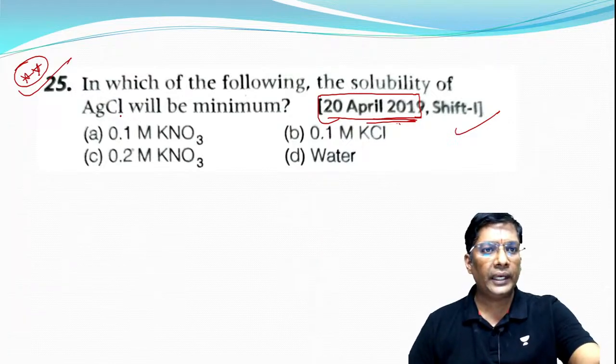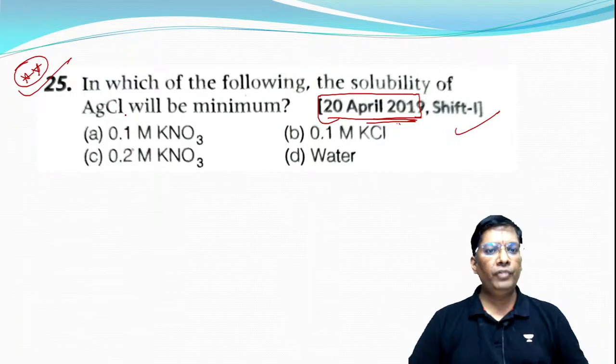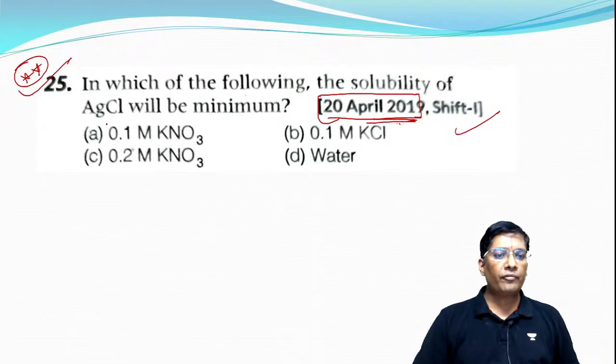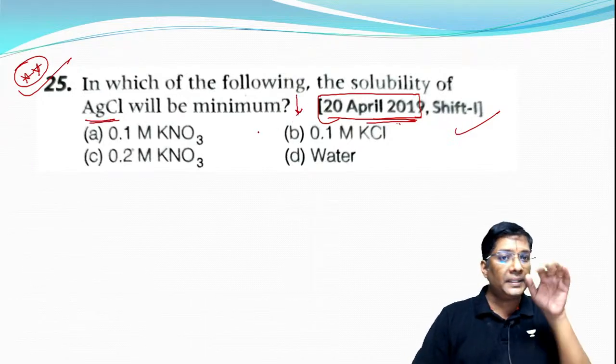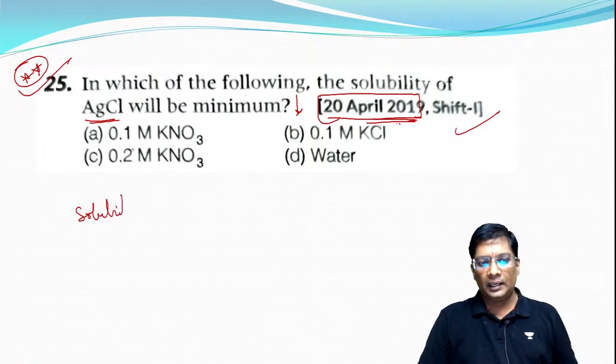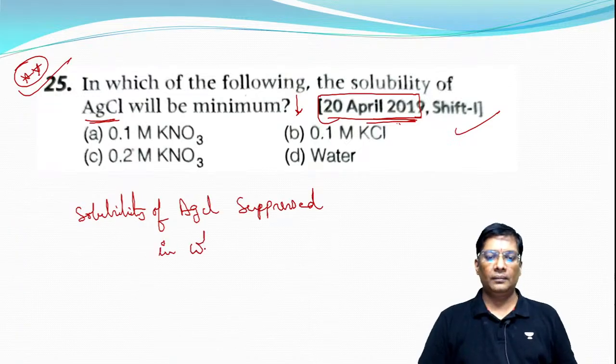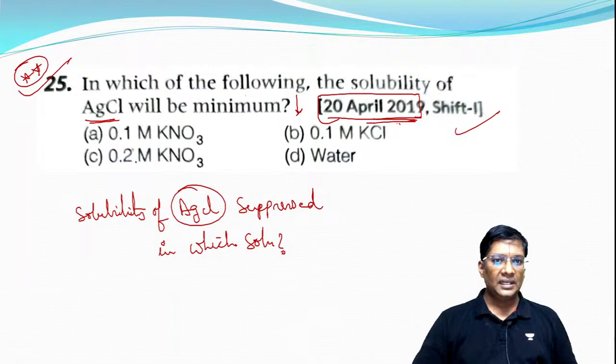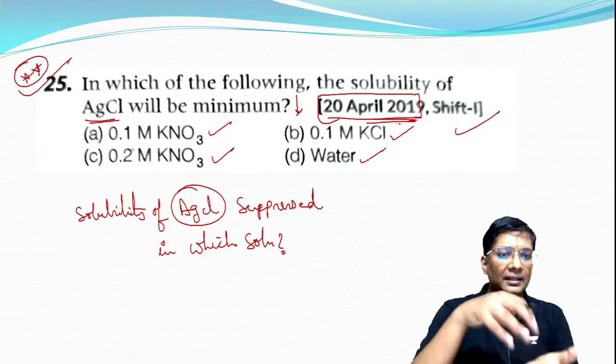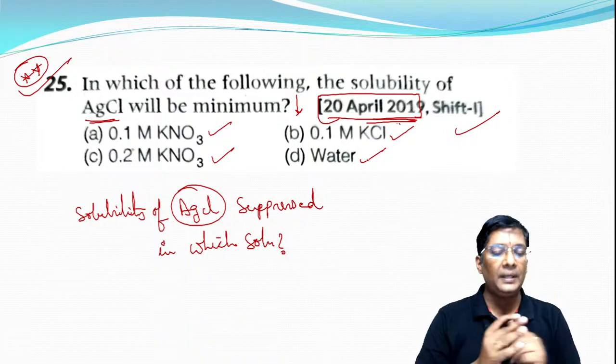Coming to the next question. In which of the following will the solubility of AgCl be minimum? That means the solubility will be suppressed. The solubility of AgCl gets suppressed in which solution? That is the question. In which solution is the solubility of silver chloride suppressed? 0.1 molar KNO3, 0.1 molar KCl, 0.2 molar KNO3 and water. In which solution, if you add this AgCl, will the solubility of the AgCl be suppressed?